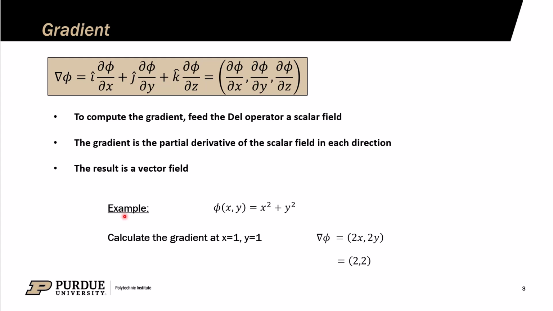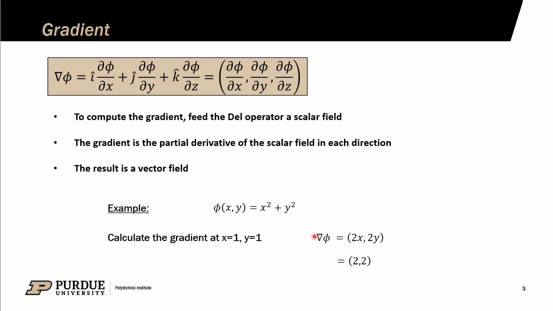We can do a quick example. If we've got some function phi that depends on x and y, so there's no z dependence here, we can calculate the gradient at a value of x1 and y1. So the first thing that I need to do is calculate the partial derivatives of this function with respect to all of its independent variables. So the partial phi with respect to x is 2x, which I can see right here.